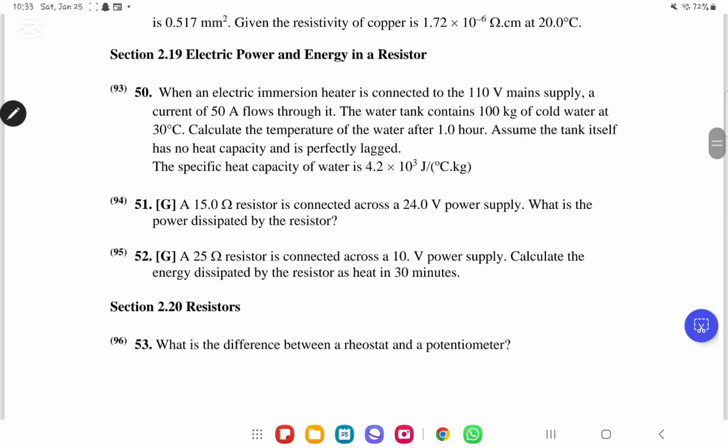Moving on to 52 grid. A 25 ohm resistor, this is a resistance, is connected to a 10 volt power supply, voltage or potential difference. They need the energy dissipated by the resistor as heat in 30 minutes, so we have the time.